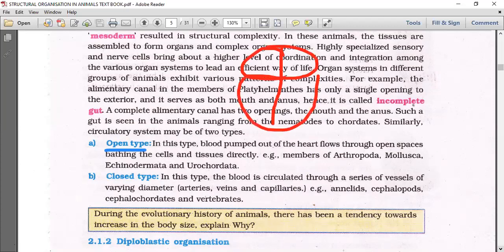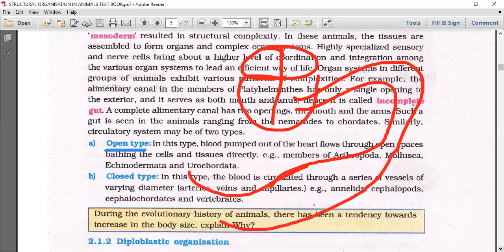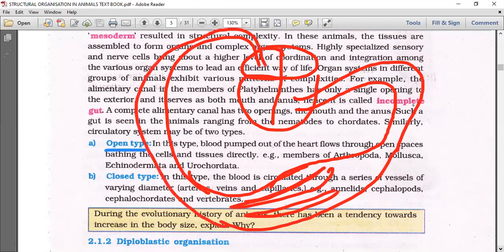You see here, this is the heart of a human being. We have closed type of circulation. A blood vessel from the left ventricle, we say it as the left systemic aorta. Then it will come and form the capillarization at the tissues here, and all the blood vessels will go back and enter into the heart. This is what we say closed type of circulation.